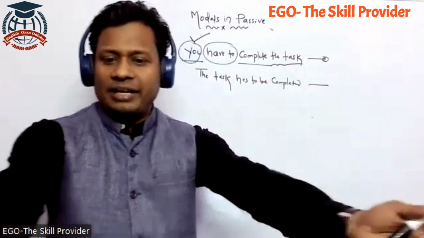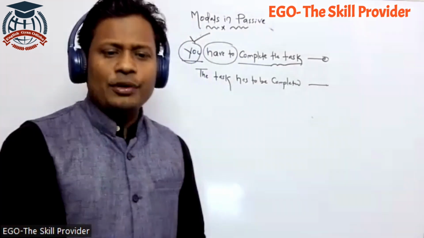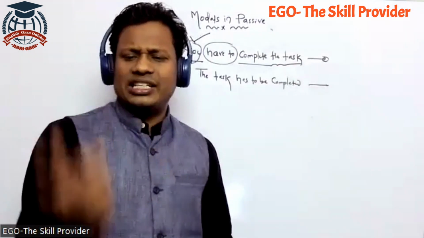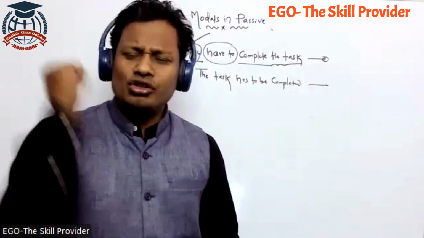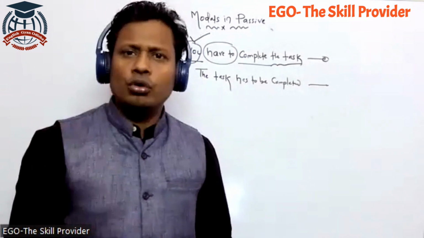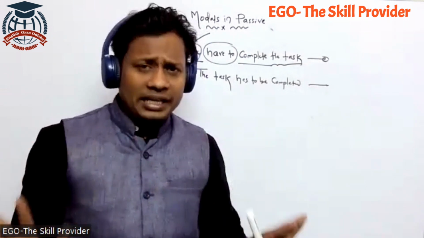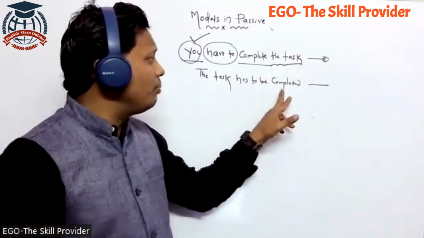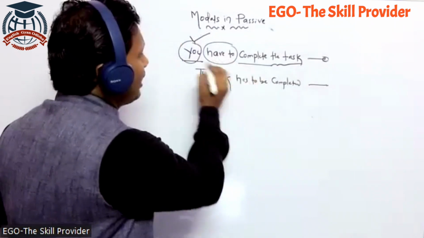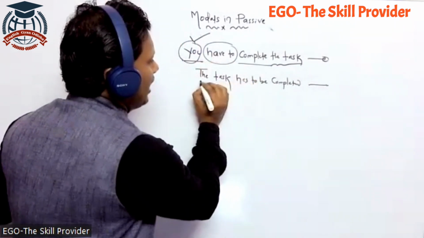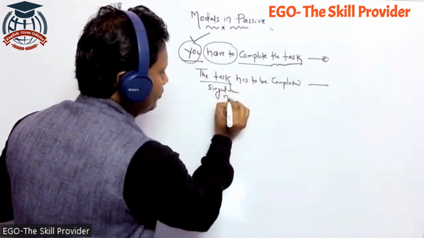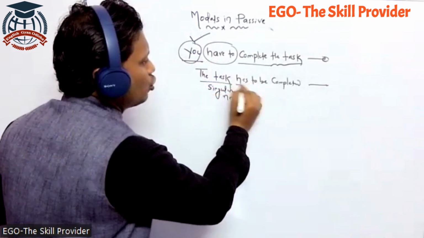Try to understand. Suppose you are my teammate. I don't want to force anybody. I am telling you, look, you are my teammate. I don't know who will do the work but work has to be completed. You will say, sir, here it is have, why has have come? For you there is have, but task is a singular. This is called singular noun. So for singular noun has to is used.